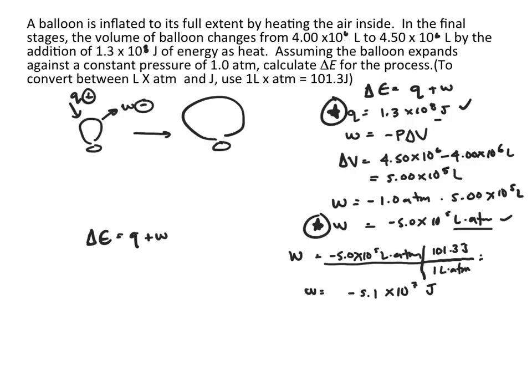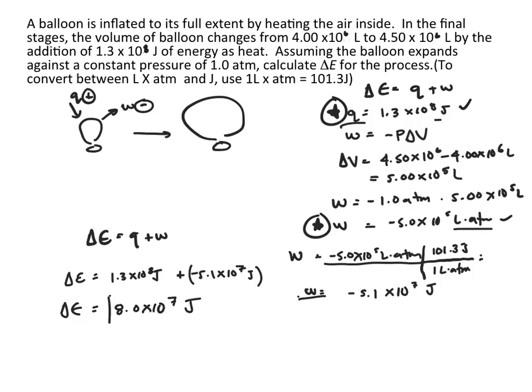Now we can plug our work and our Q value into our delta E equation. We go ahead and do that, and that is going to give us a delta E value equal to 8.0 times 10 to the 7th joules. And that is going to be the change in our internal energy of the system.